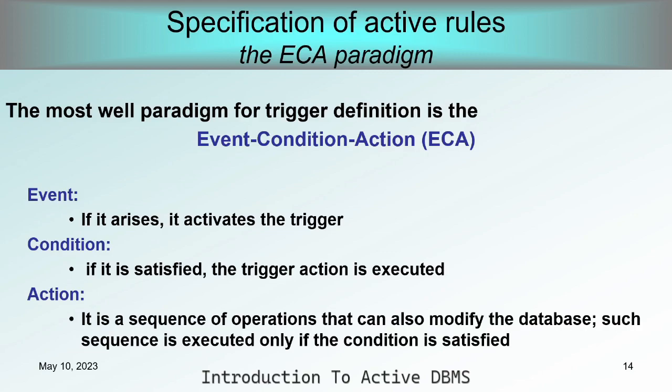So an active rule, or you can call it a trigger, is a language construct for defining the system reactions. Here we could see the specification of an active rule, the ECA paradigm. In order to define a proper trigger, it has to be defined in event condition action format. Event: if it arises, it activates the trigger. Condition: if the condition is satisfied, then the trigger action is executed. An action is defined as a sequence of operations that can modify the database, and such a sequence is executed only if the condition is satisfied.